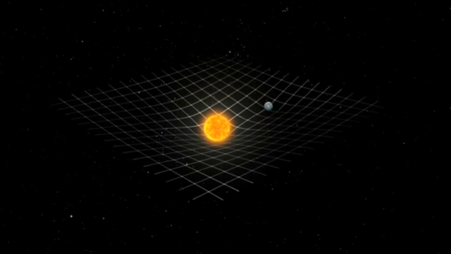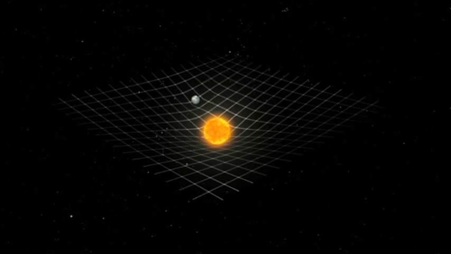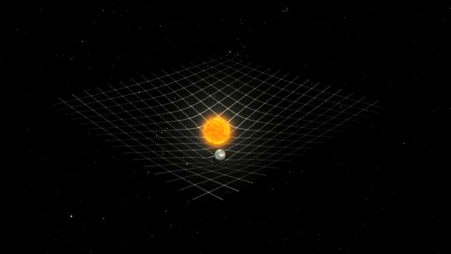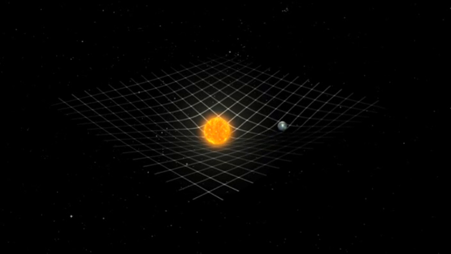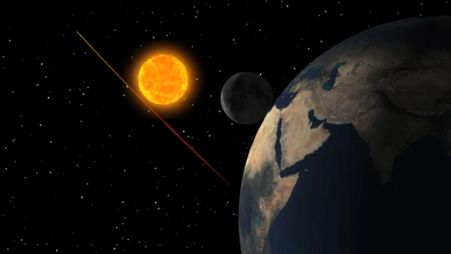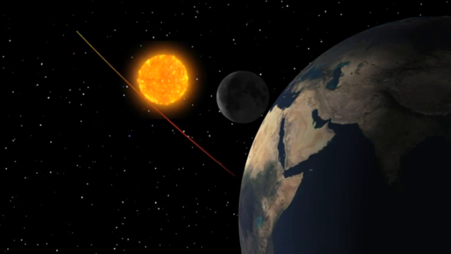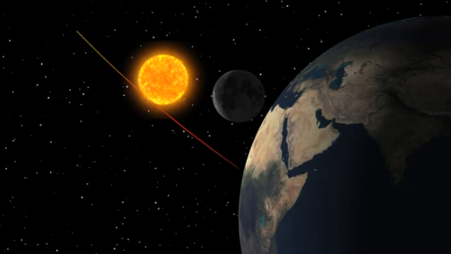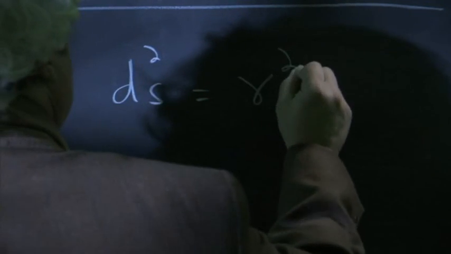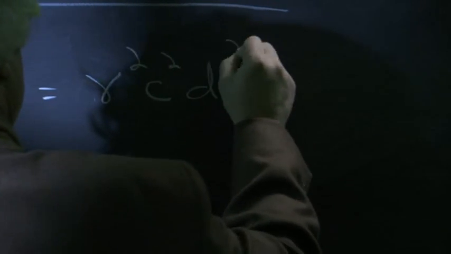We know mass distorts space. We know light is affected by gravity. And we know Einstein's theory of general relativity makes possible one of the strangest objects ever imagined by physicists.